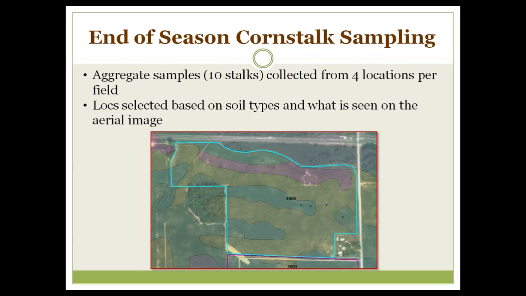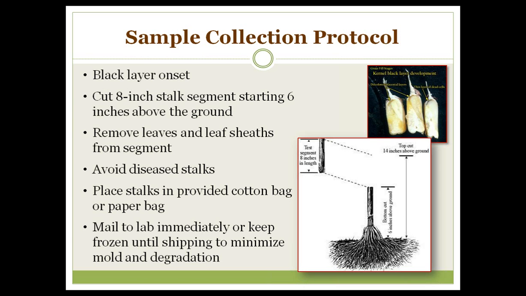Collection protocol, we wait for the onset of black layer. At that point, we cut an 8-inch stalk segment that starts about 6 inches above the ground. We have some nice cutters that have been developed for this that have a standing pedestal on them, and that pedestal is 6 inches. So you just set the pedestal on the ground. It's 2 lockers that are spaced 8 inches apart. Squeeze the handles and take out the stalk segment that's cut in between those 2 lockers.